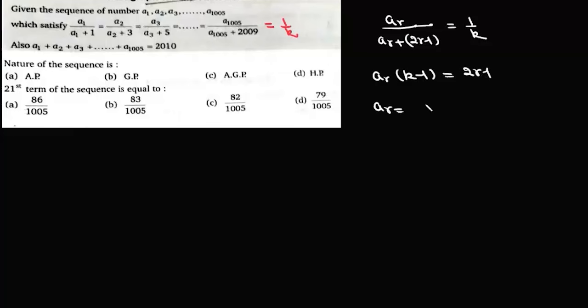So this AR will be 2R minus 1 upon k minus 1, where this k minus 1 is constant, and this 2R minus 1 is nothing but an AP. So the nature of this sequence is an arithmetic progression.